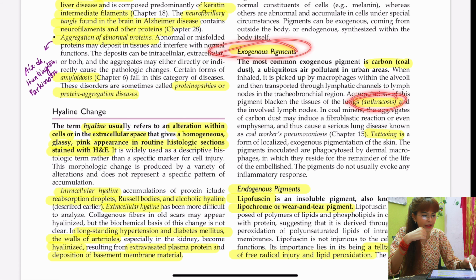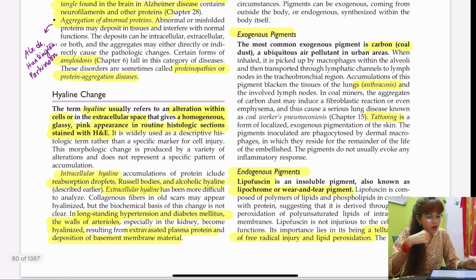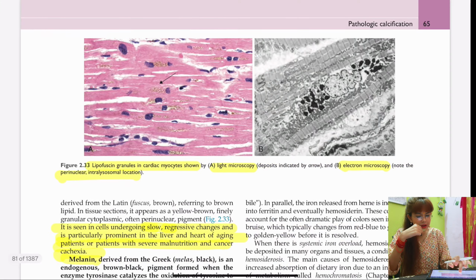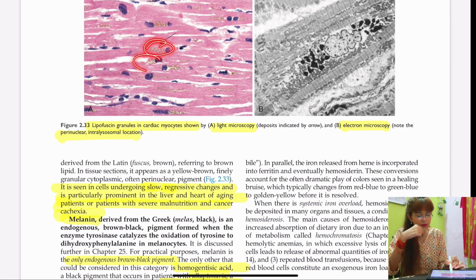Exogenous pigments like anthracosis, where there's deposition of black carbon or coal dust. Endogenous pigments like lipofuscin is a wear and tear pigment. This is a very important MCQ. It's a telltale sign of free radical injury and lipid peroxidation. Again, a very important point. So you can see these lipofuscin granules. Please make a note of these images.